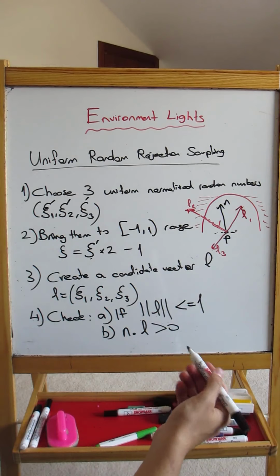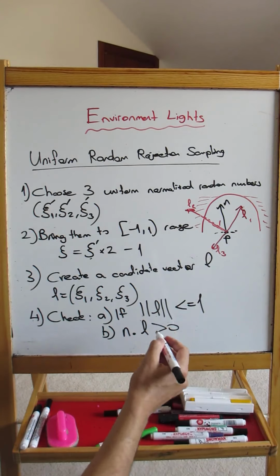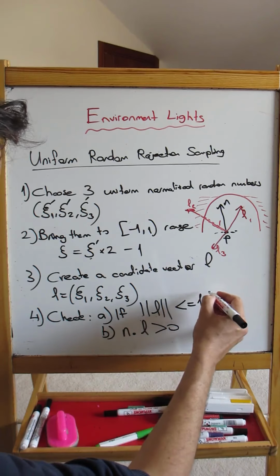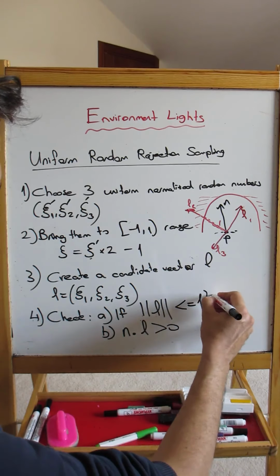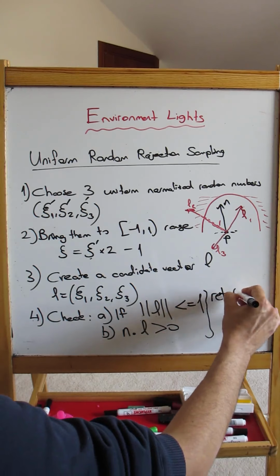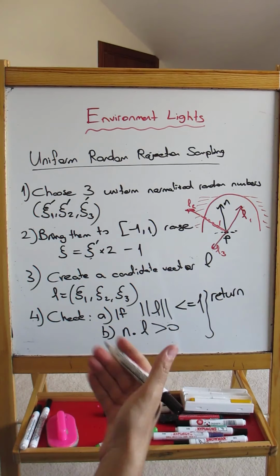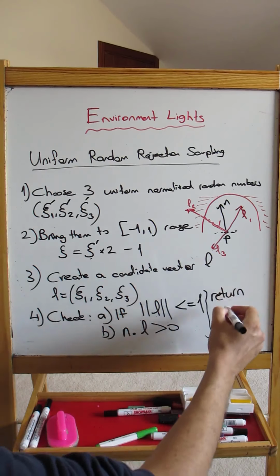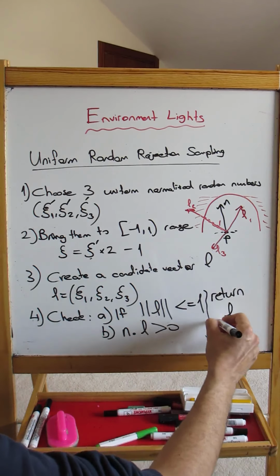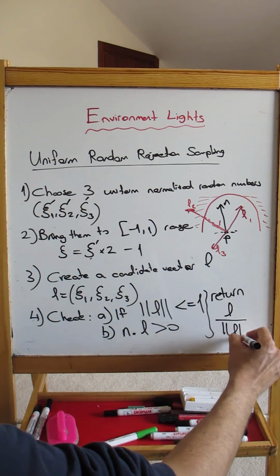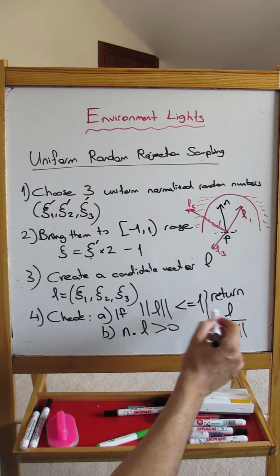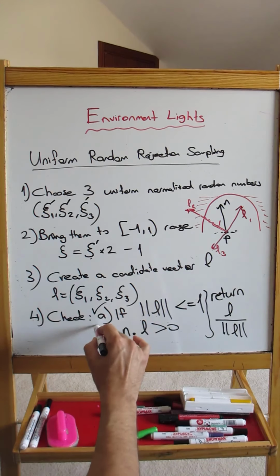Then, if these conditions hold, we will return our direction vector. But we will make it a unit vector. We will normalize it. So we are going to return L divided by the magnitude of L, if L satisfies both of these conditions.